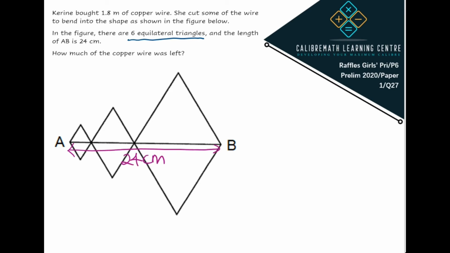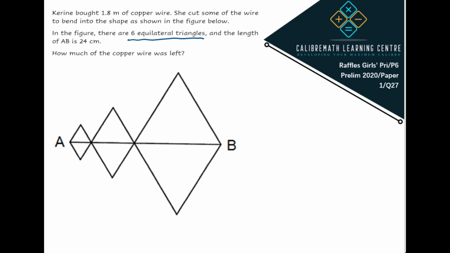Now, since we are given this 24 cm, do you think we can use 24 to divide by 3 parts to find each of the parts? The answer is no, because each of these triangles are different in size, so we cannot use 24 to divide by 3. Then, how do we make use of this 24 cm that is given?